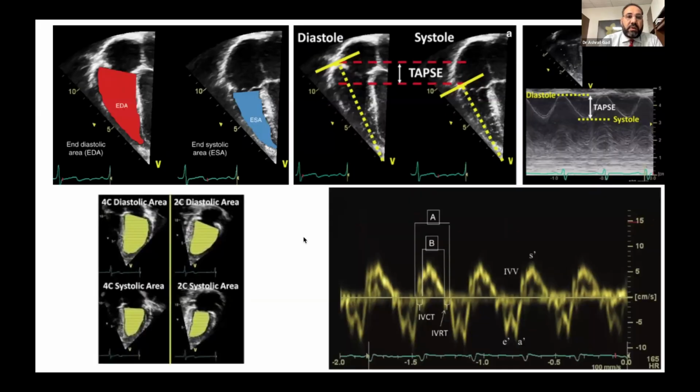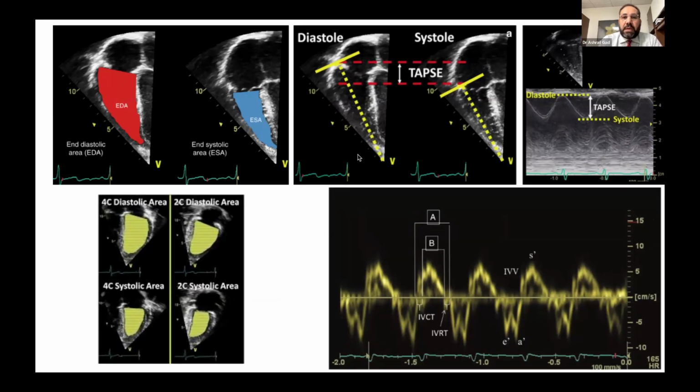Other measurements to evaluate, and these are just examples, I'm not going to go through the full list, include the fractional area change of the right ventricle. As we see here, from end-diastolic to end-systolic area, if it's less than 30%, you would know that the right ventricle is dysfunctional.